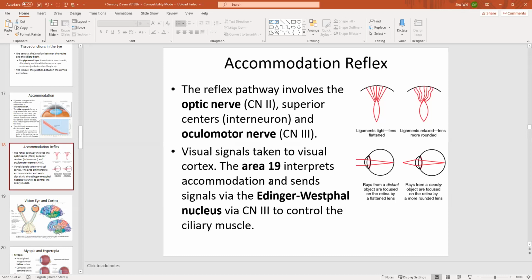Whenever you see any reflex, something you need to keep in mind is that the important parts of a reflex are the input, center, and output. So that's that. Here, the input is the visual system. The pathway of the input is the optic nerve, cranial nerve 2. The center is in area 19, working with the Edinger-Westphal nucleus. The output is the oculomotor nerve, cranial nerve 3, to conduct a function called accommodation. All right, so that's that.